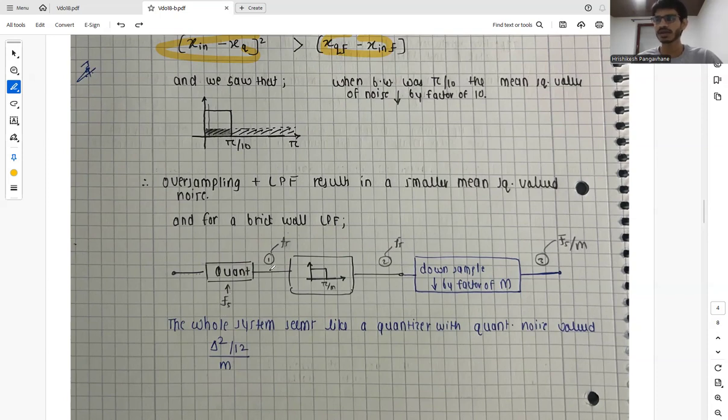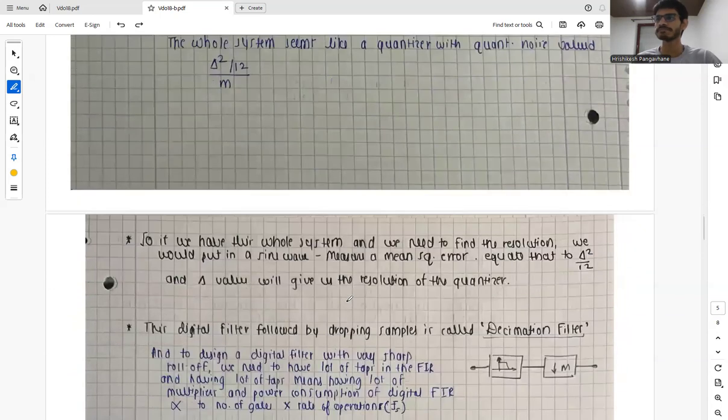So after quantization also, the sampling frequency will be fs. After low pass filtering also it will be fs. But after then, when we downsample it, the frequency becomes fs by m. So if we have this whole system and we need to find the resolution of this whole system, we would just simply put a sine wave, measure the mean squared error, and equate it to delta squared by 12, and then the delta value will give us the resolution of the quantizer.